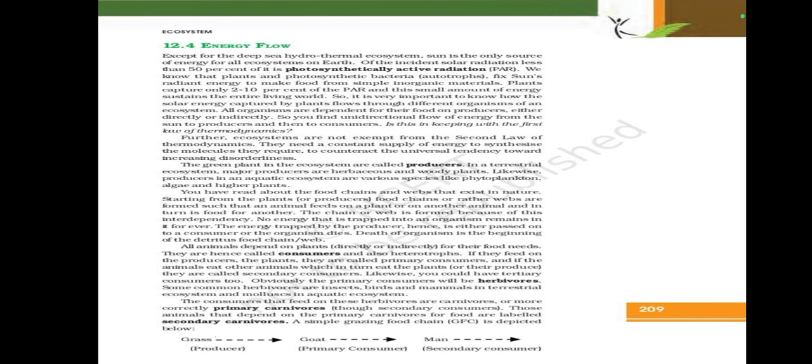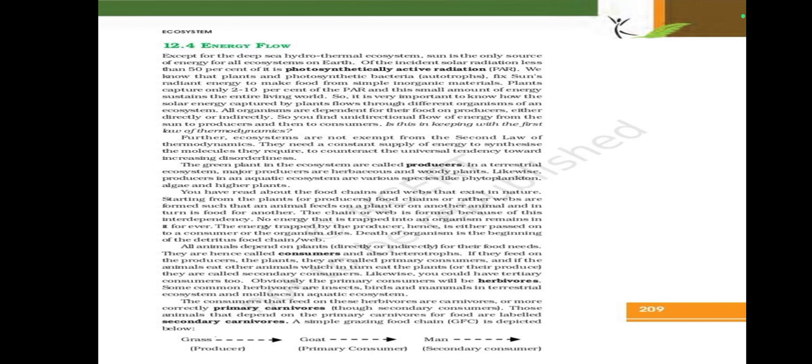12.4 Energy flow. Except for the deep sea hydrothermal ecosystem, the sun is the only source of energy for all ecosystems on earth. Of the incident solar radiation, less than 50% is photosynthetically active radiation, PAR. We know that plants and photosynthetic bacteria, the autotrophs, fix the sun's radiant energy to make food from simple inorganic materials.